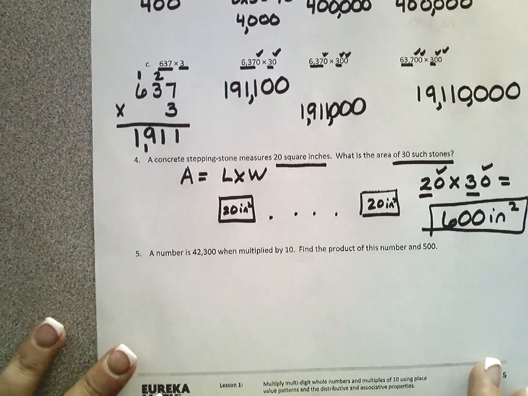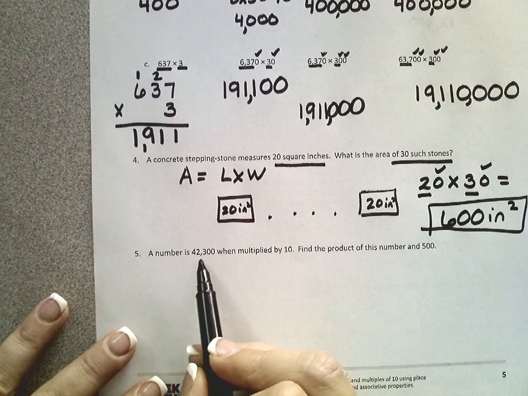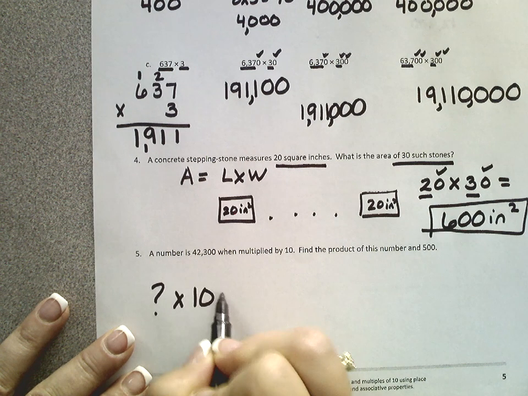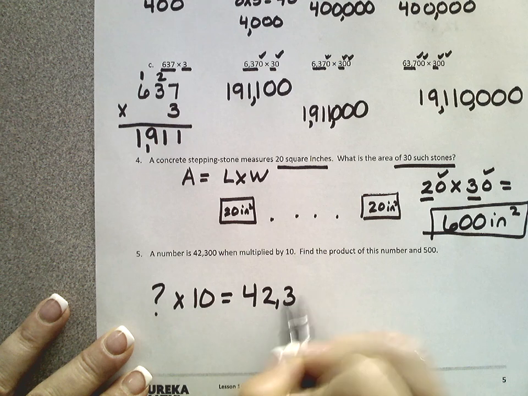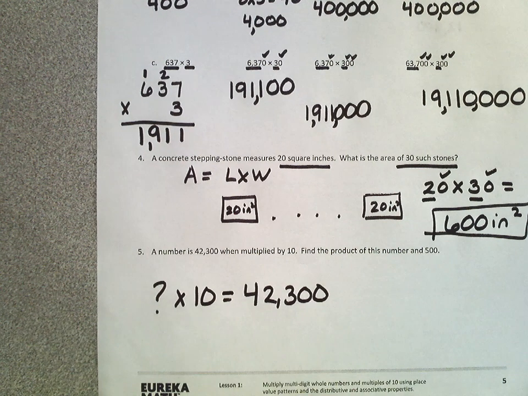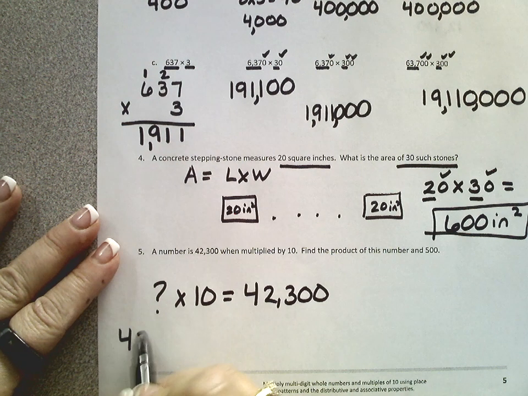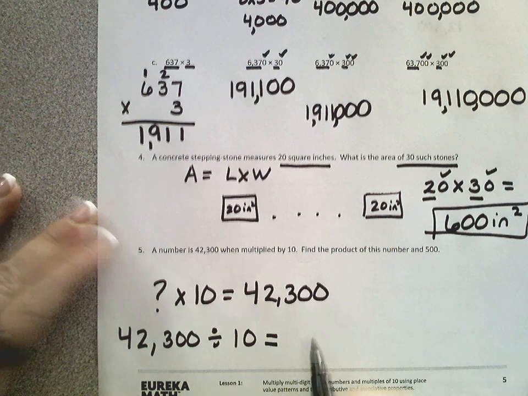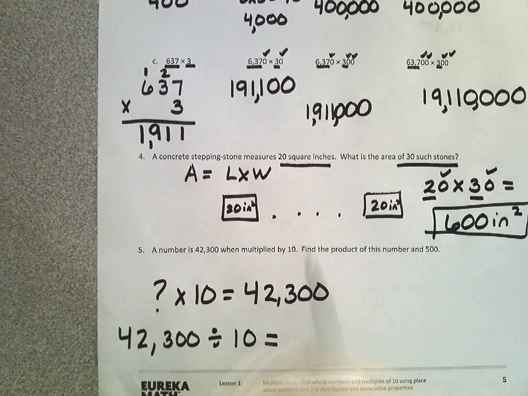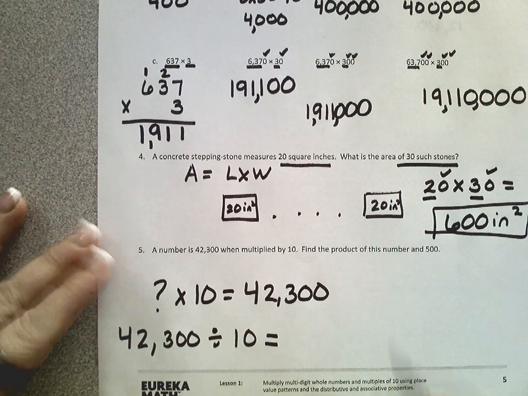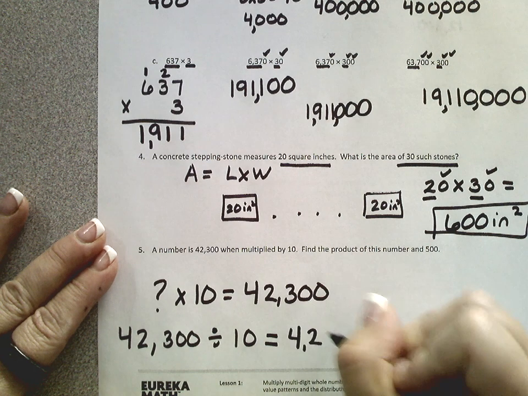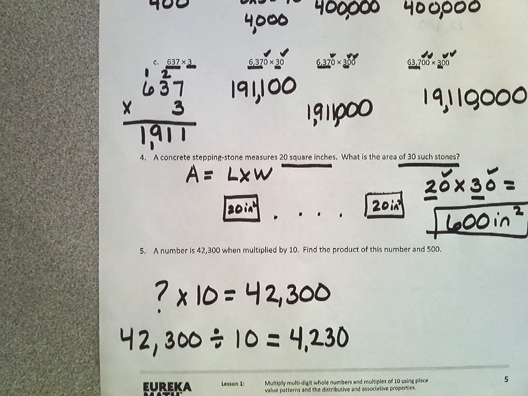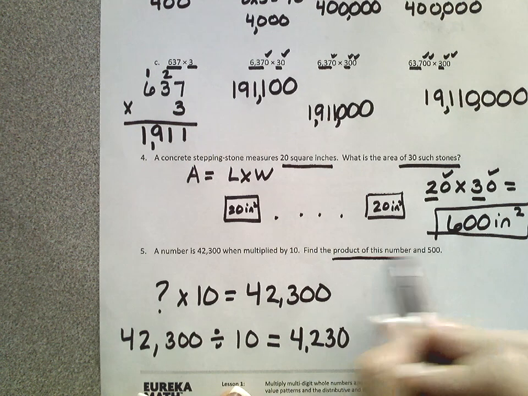The next one says a number is 42,300 when multiplied by 10. So something times 10 equals 42,300. So in order to figure that out, you've got to use the reverse operation. I'm going to do 42,300 divided by 10. I know on my place value chart, a power of 10 is going to move one place smaller, so everything's going to move. That's going to equal 4,230. Then it says find the product of this number and 500.